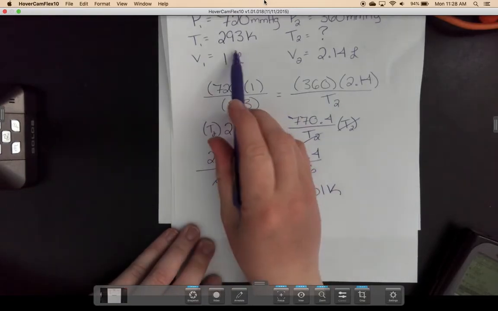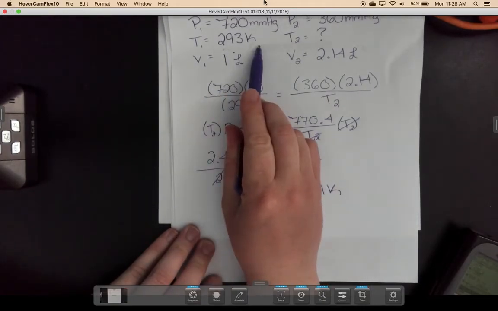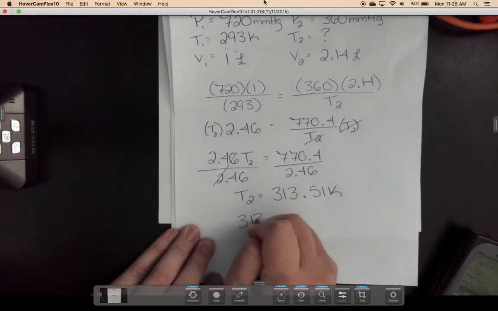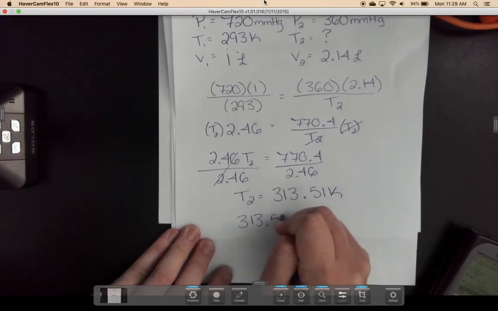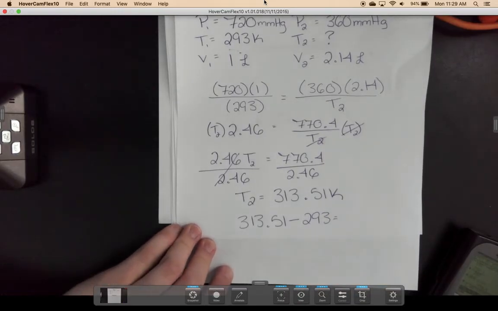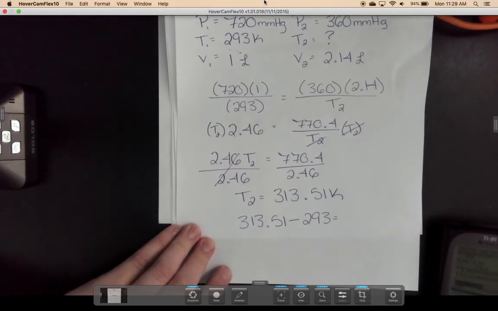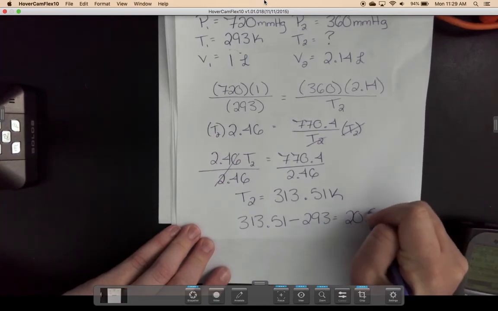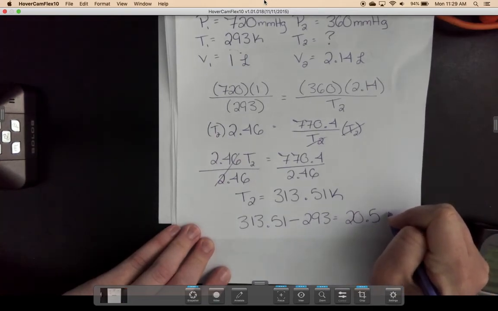So, if my initial temperature was 293 Kelvin and my final temperature was 313 Kelvin, just do 313.51 minus 293, and you can determine that your temperature increased by 20.5 Kelvin.